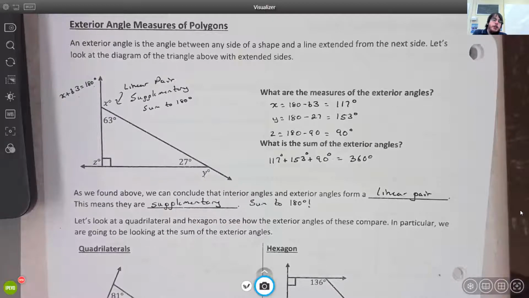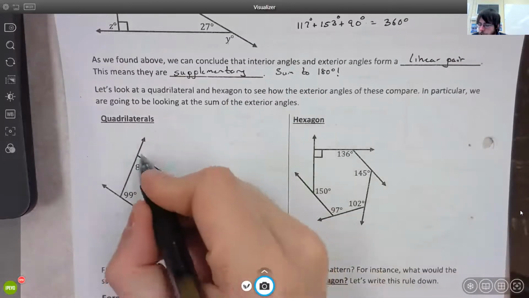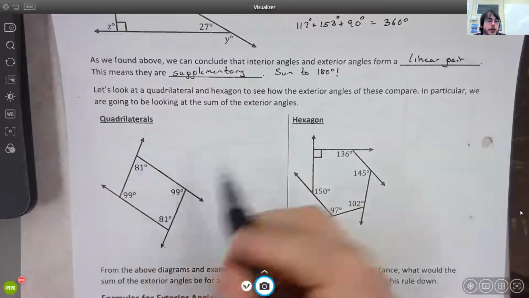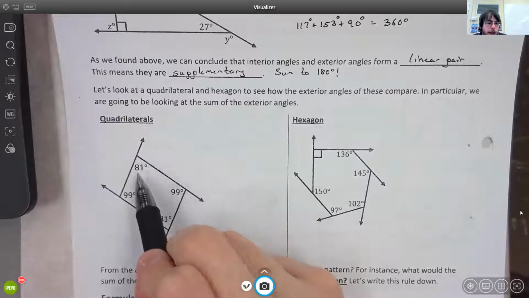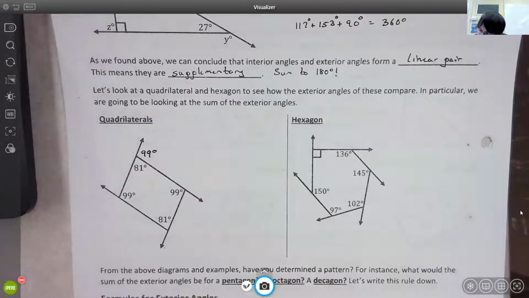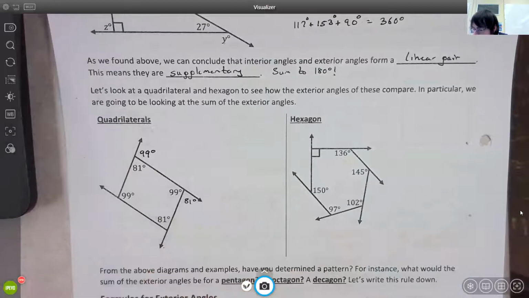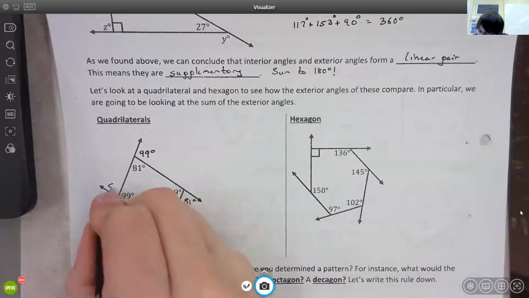So let's look at a couple more shapes to see how the exterior angles compare. We're going to be looking at the sum of the exterior angles. In this first quadrilateral, our exterior angles are out here next to the interior angles. They're supplementary, so they have to add up to 180 degrees. So you take 180 and subtract 81, and you get 99 here. Here you'll get 180 minus 99, which is 81. And then these just repeat. So this would be 99, and this would be 81.